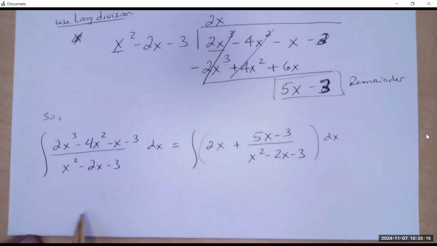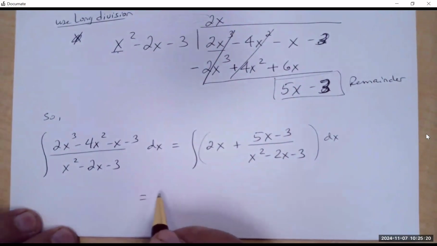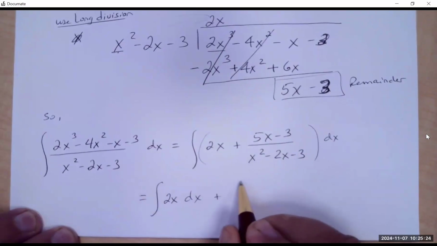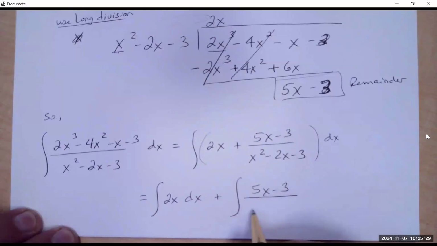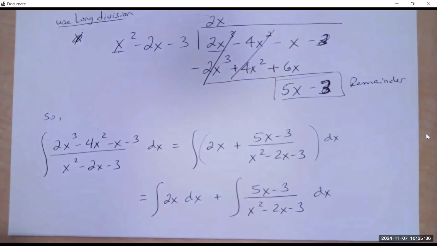So we don't have to worry about the left side anymore. We just have to worry about this part now. So that becomes the integral of 2x dx plus the integral of (5x minus 3)/(x squared minus 2x minus 3) dx. Is this a proper fraction? So we use partial fractions again.